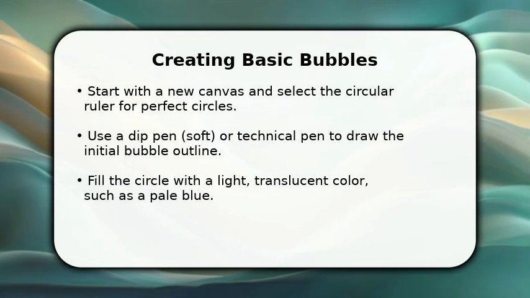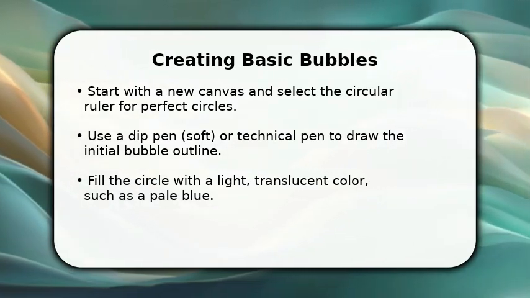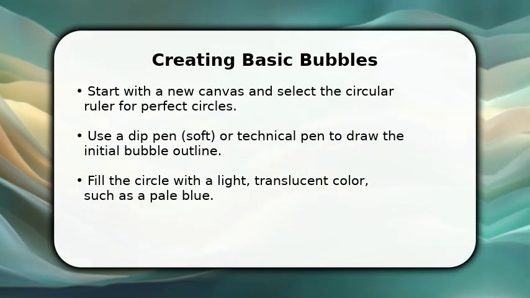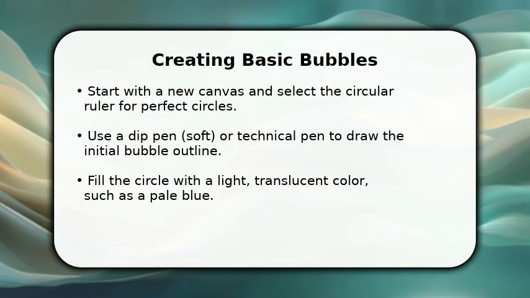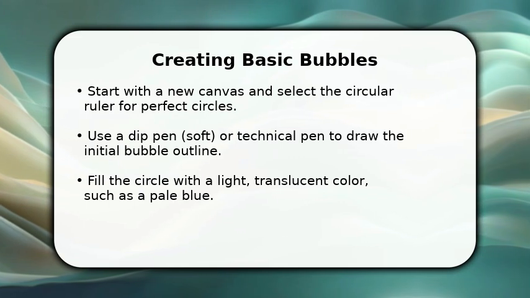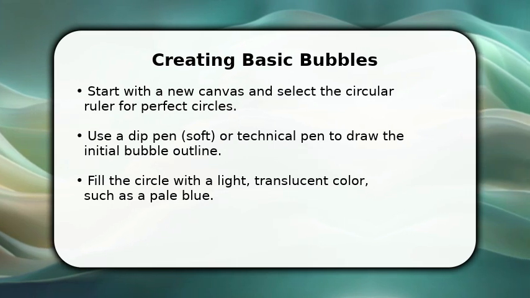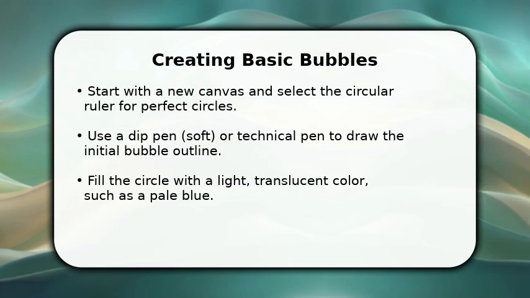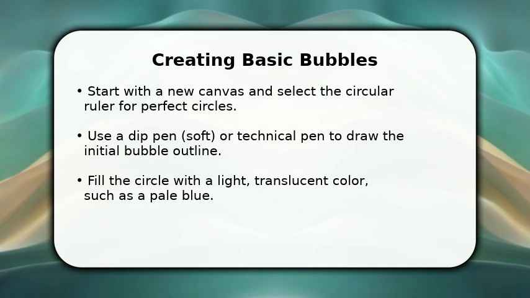Enjoy the video. In this video, I will show how to make bubbles in IbisPaint X. First, open a new canvas and activate the circular ruler tool to draw a perfectly round shape. Next, select a dip pen, perhaps the soft variant, or a technical pen to carefully outline your bubble. Once the outline is complete, fill the inside of the circle with a light, translucent color, like a very pale blue, to establish the bubble's initial form.